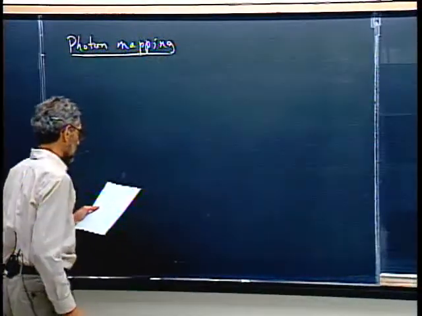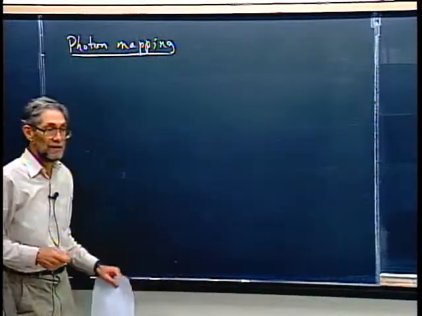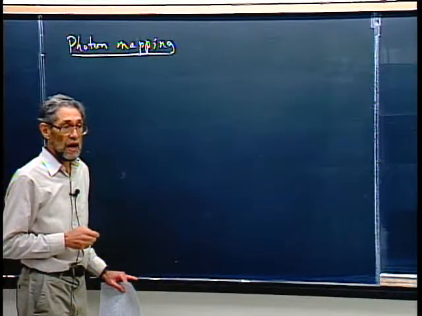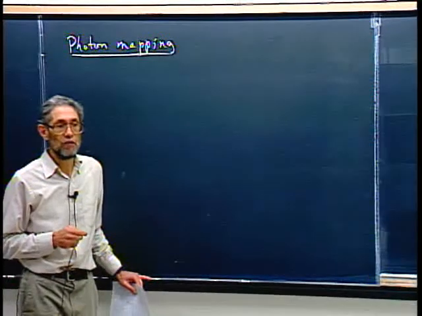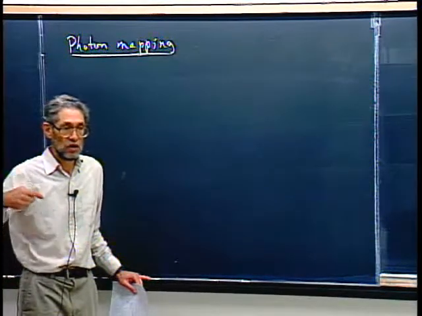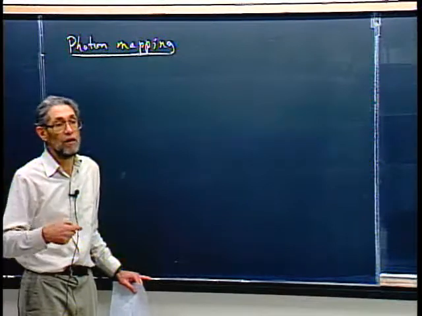And the idea is we send photons from the light sources into the scene. And every time they bounce on a diffuse surface, we save the location and the direction, maybe the color and power of the photon.